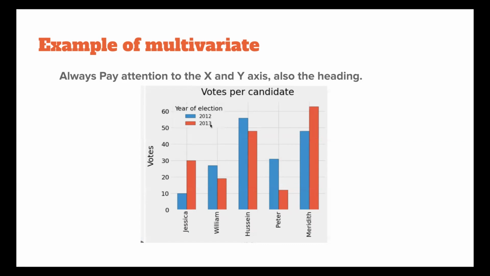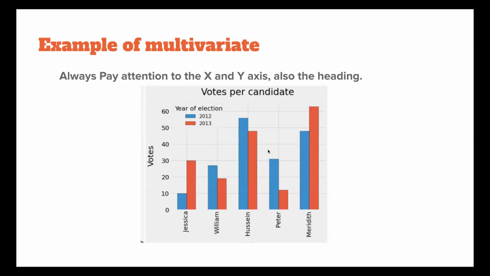So what's your decision? If you have a question, you might say, did the voting increase from 2012 to 2013? That could be one question. Another question could be, who has the highest votes? Another could be, what's the number of votes for, let's say, Jessica in different years? Imagine you now add a different analysis to this bar chart. It's going to look very messy.